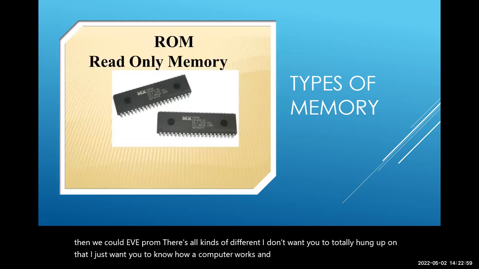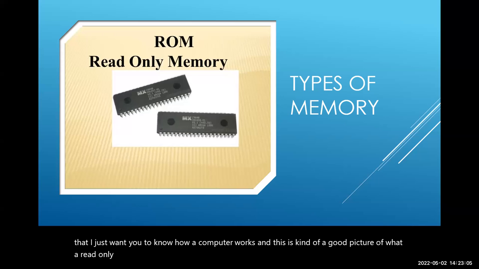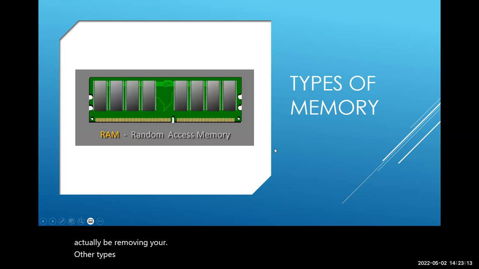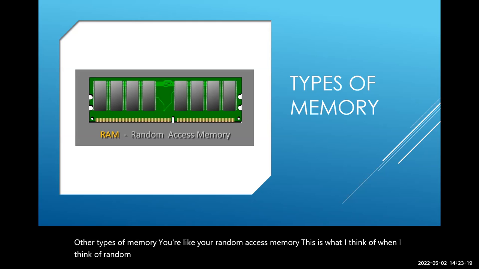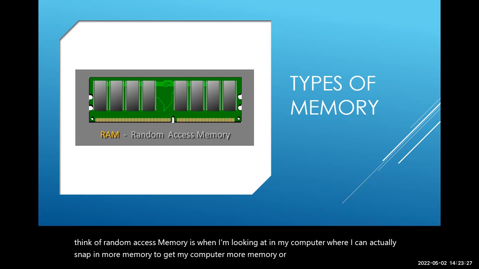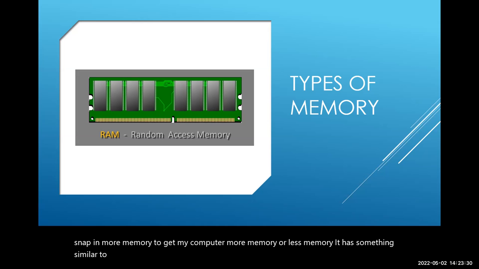And this is a good picture of what a read-only memory is. It's stuck into the circuit board; it's not something you're going to be removing. Other types of memory: your random access memory. This is what I think of when I'm looking at my computer, where I can actually snap in more memory, giving my computer more or less memory. It has something similar to this in a processor on a car. It's not something that you can yet replace to beef up your memory.